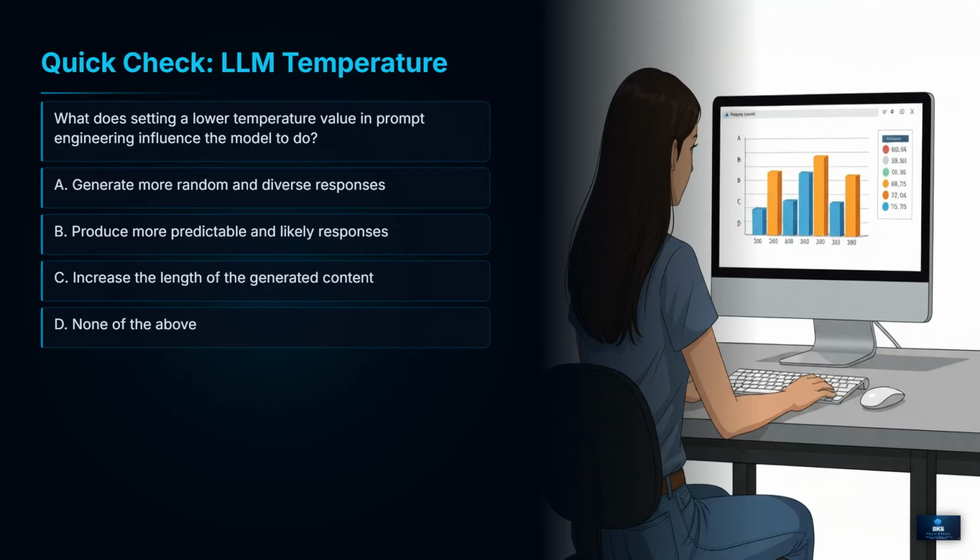The temperature parameter is fundamental to controlling the model's output style. Think about what happens when you reduce the temperature. What kind of responses would you expect from the AI? This is a key concept for tailoring your generative AI's personality to specific tasks.